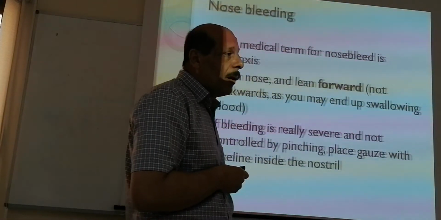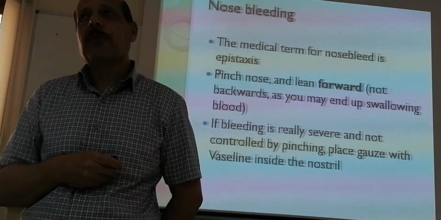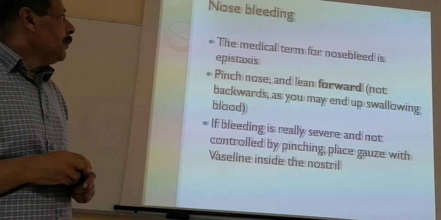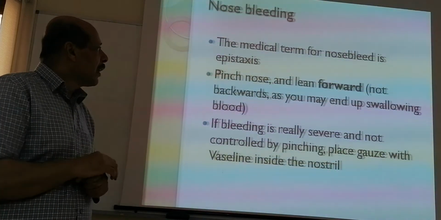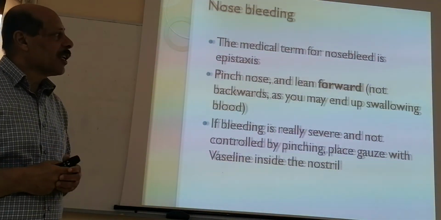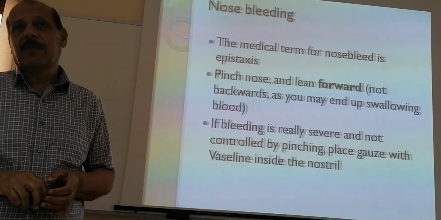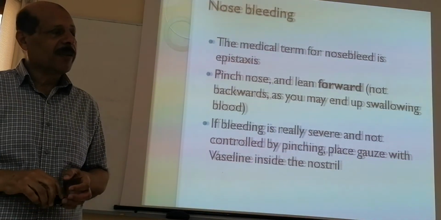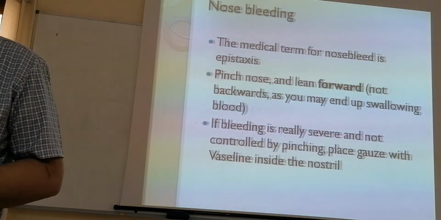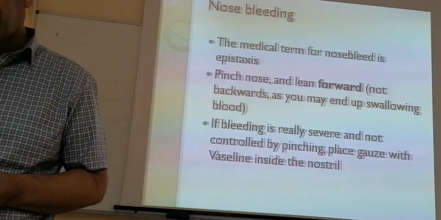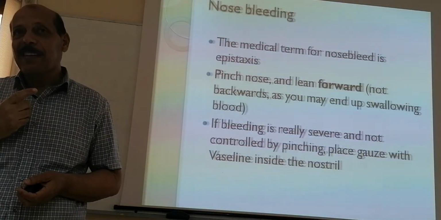About bleeding from the nose, or epistaxis. It is a medical term used for nose bleeding, which is epistaxis. In this case, what can we do in case of epistaxis or nasal bleeding? Take a finger. If we take a finger like that, what will happen? It will stop bleeding.